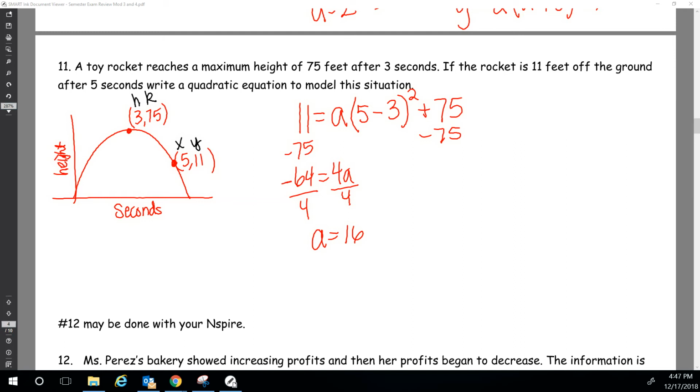I'm like, it should be negative because it's upside down. Negative 75 plus 11 is negative 64, which you've probably been screaming at me saying. So my equation is negative 16 times x minus 3 squared plus 75.